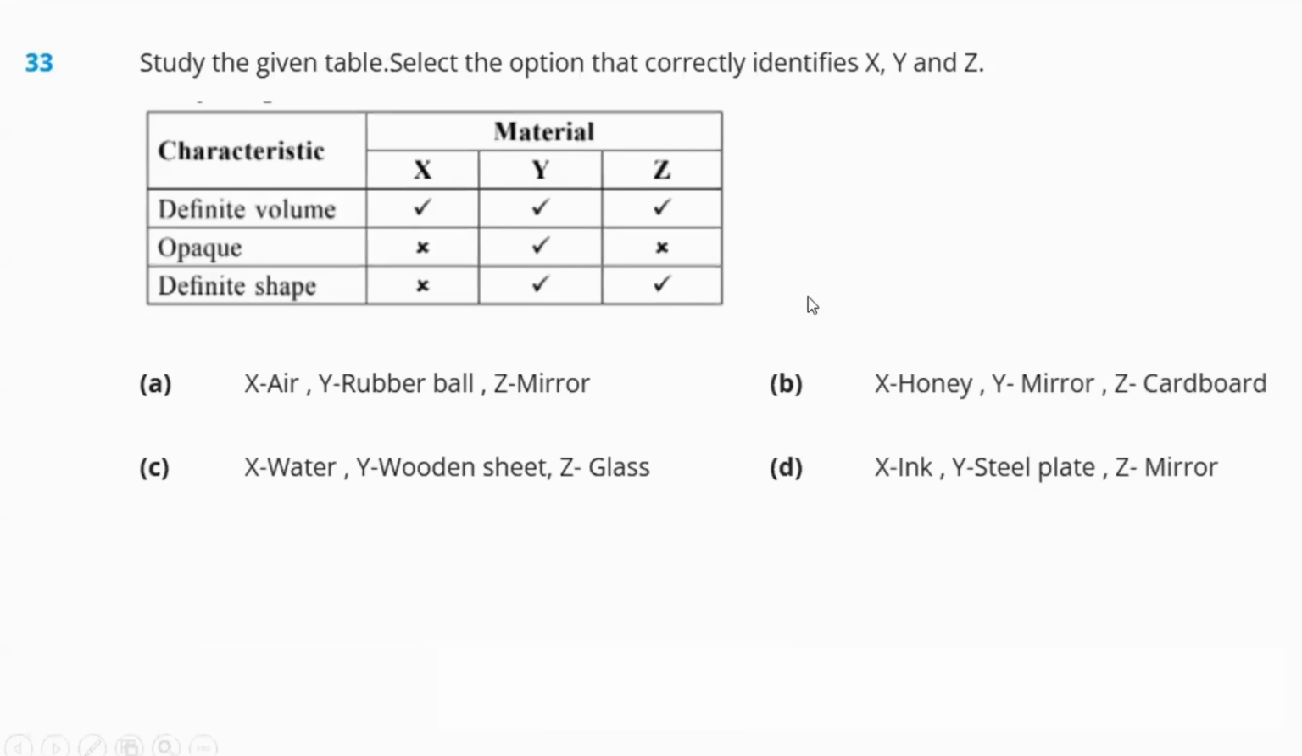Question number 33. Study the given table, select the option that correctly identifies X, Y, and Z. X is definite volume, opaque, and definite shape. Y is definite volume, opaque, and the definite shape. Z is definite shape and the definite volume also. So the one which is having the definite volume, it would be some liquid, right? And then it would be solid and this will also be solid. But being solid, there would be a difference as this is not opaque, this is opaque, right? So according to that, our answer would be option number C over here.